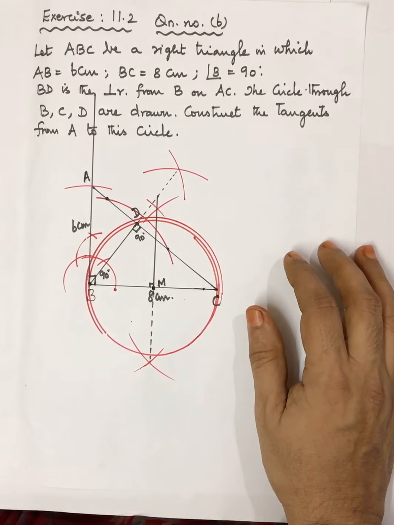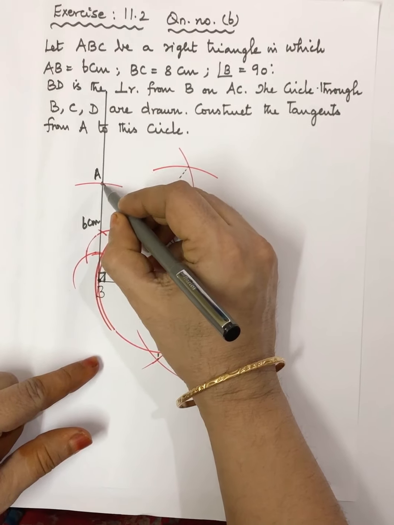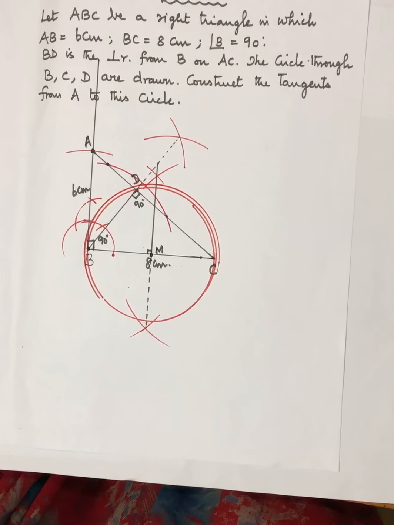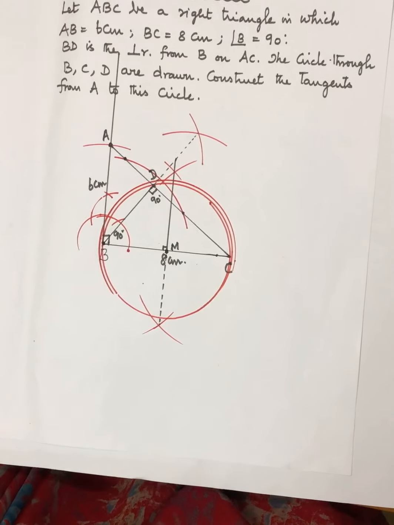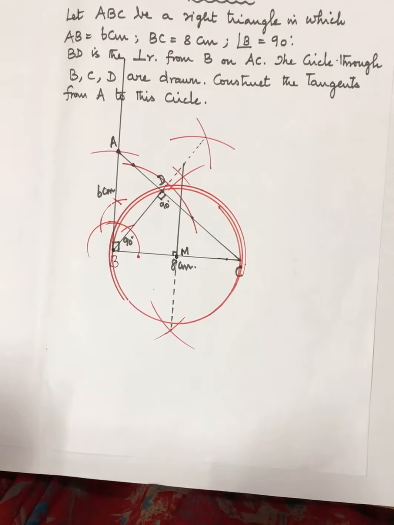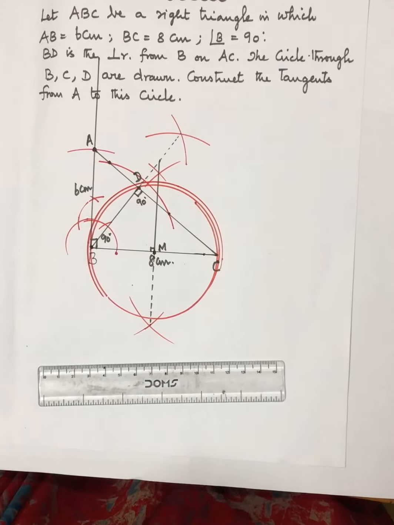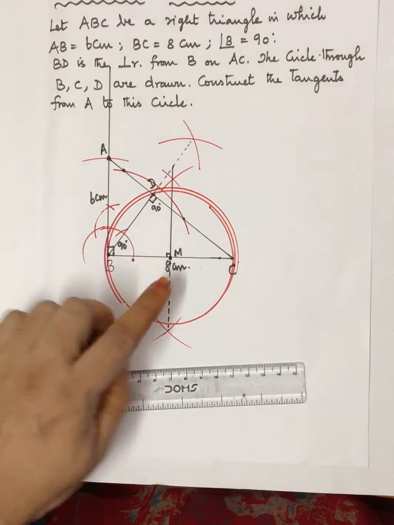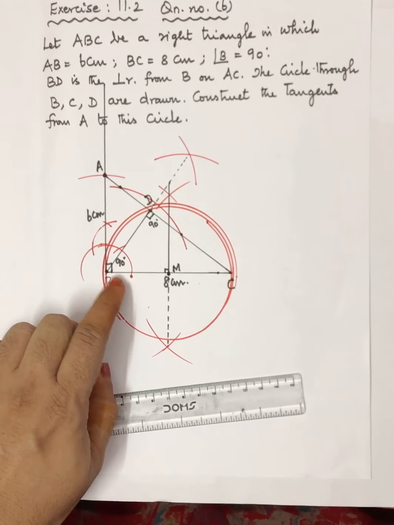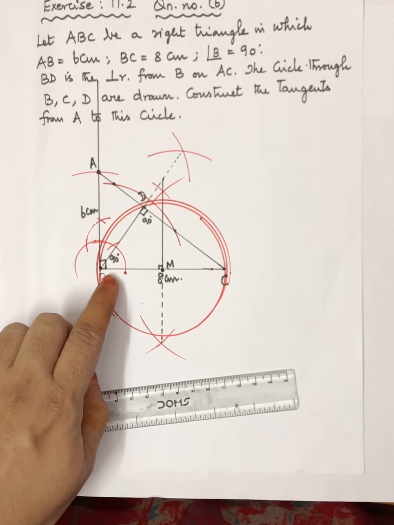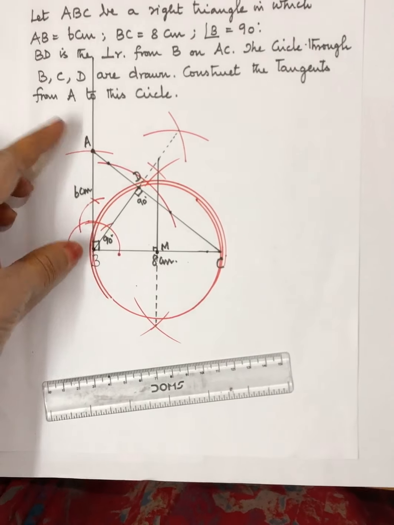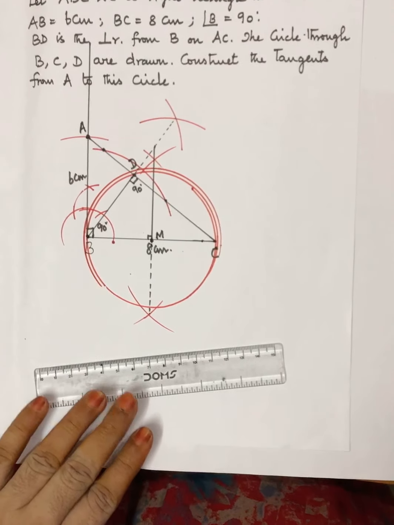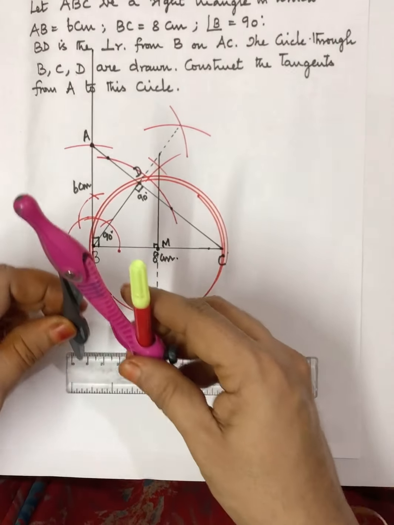Now, for the circle, the point A lies outside the circle. So you have to draw two tangents for the circle from point A. Now, AB is a tangent, BM is a radius because the angle is 90. So, this AB, which is the side of the triangle, is now a tangent to the circle. Can I call it a tangent? Yes, it is a tangent.